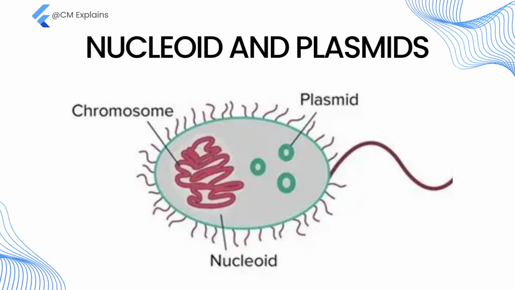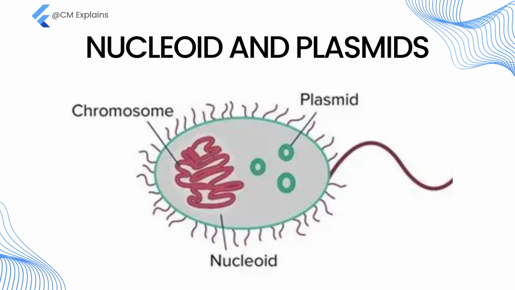Plasmids are small circular double-stranded DNA molecules found outside the main chromosomal DNA in prokaryotic cells like bacteria. They are extrachromosomal, which means they're not part of the main DNA in the nucleoid, but they carry useful genes that benefit the cell. Key features we need to take note of: plasmids.